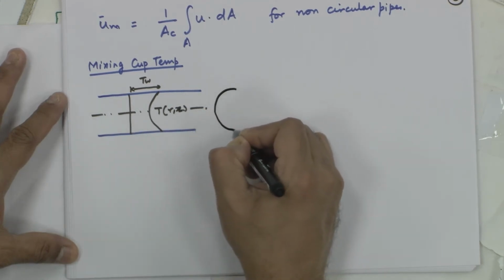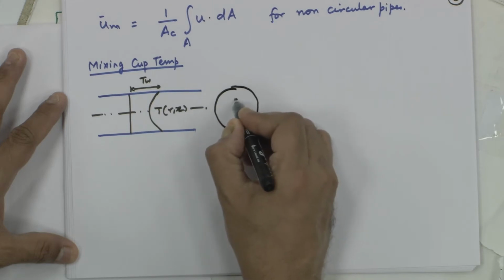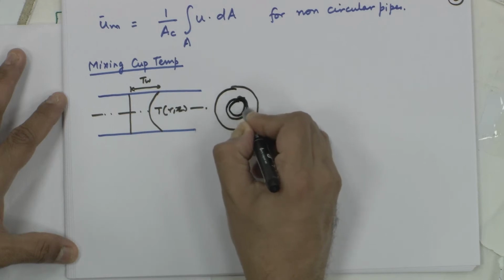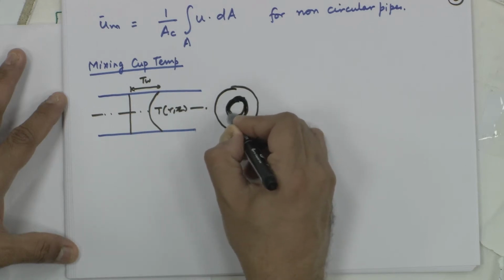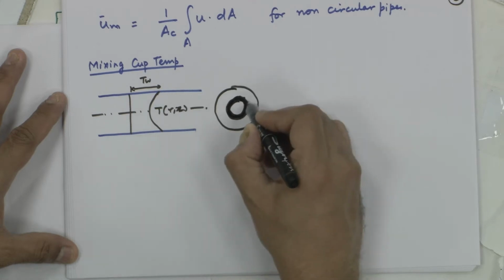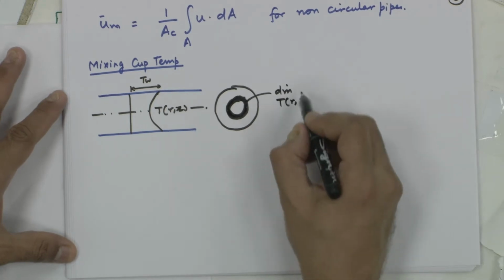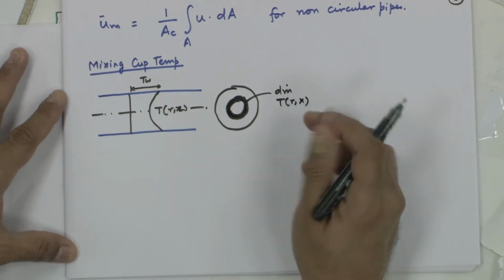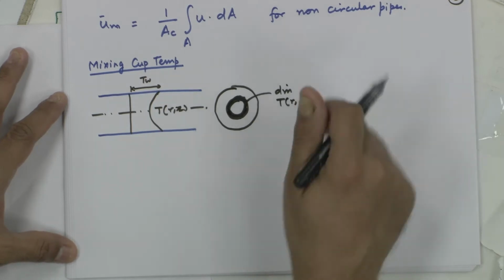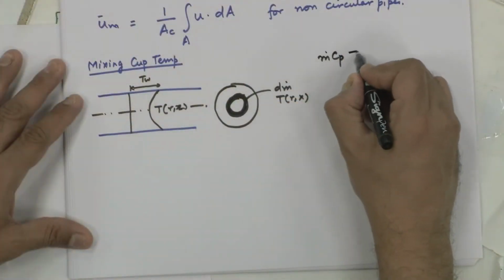So, this is the same concept. This pipe, you take a ring of thickness dr. This ring has a particular temperature and a particular mass flow rate given by dm dot, and it has a temperature T of r comma x. This times the specific heat is the energy content of that ring. Integrated over the entire cross sectional area, you get the total energy content, which is given by some total m dot, the same as what is obtained by integration.